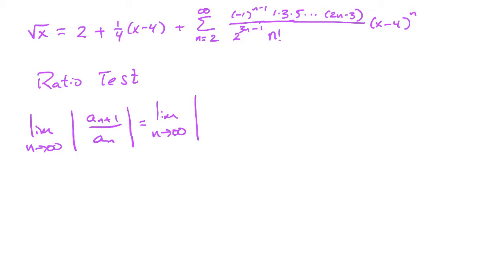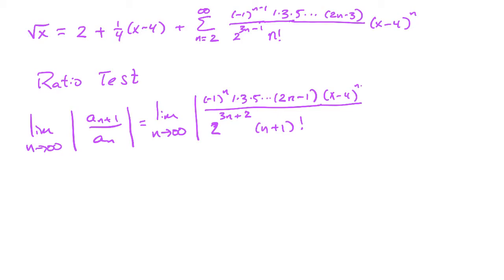is, if we plug in our n plus first value, so minus 1 to the n, times 1 times 3 times 5, all the way up to what I get when I put in n plus 1 into that. So I have a 2 n minus 1, all of that over 2 to the, I put in an n plus 1, so that's going to give me a 3n plus 2. I have an n plus 1 factorial, and then I have an x minus 4 raised to the n plus first power.